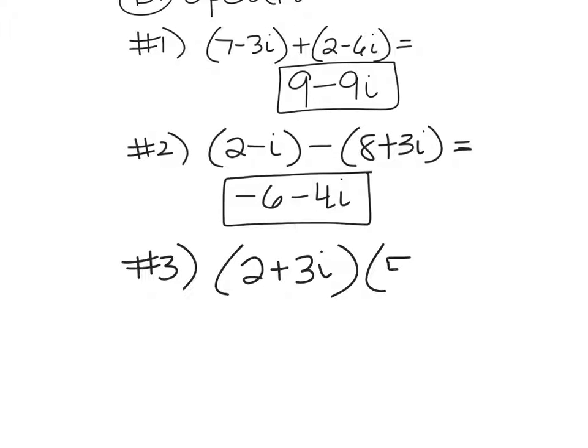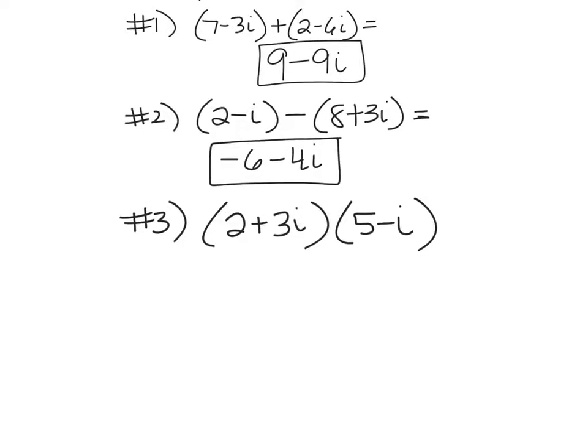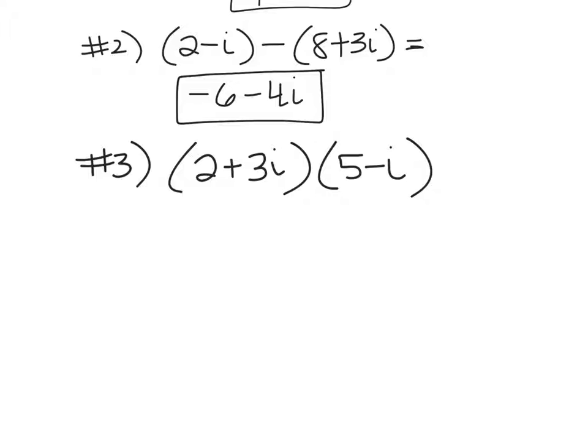How about 2 plus 3i times 5 minus i? So this is a FOIL problem. And I want you to do these by hand, even though your calculator can do these. But we're going to do these all by hand. So here we go. We're going to FOIL it out.